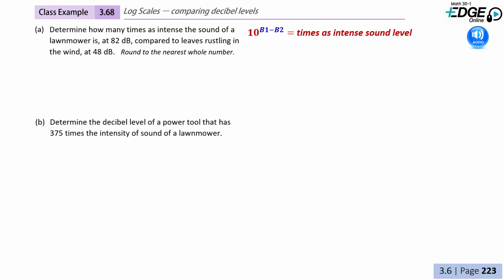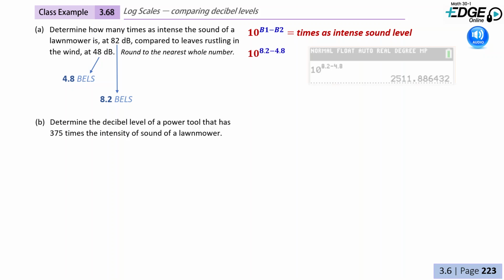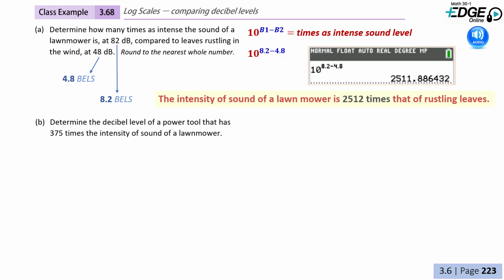So if we have 10 to the power of B1 minus B2, that's going to tell us how many times as intense it is. Now just be careful, because this B1 and this B2 need to be in bels and not decibels. So let's rewrite each of these. So 48 decibels as 4.8 bels and 82 decibels as 8.2 bels. So then 10 to the power of 8.2 minus 4.8, it's going to be 2,512 times as intense.